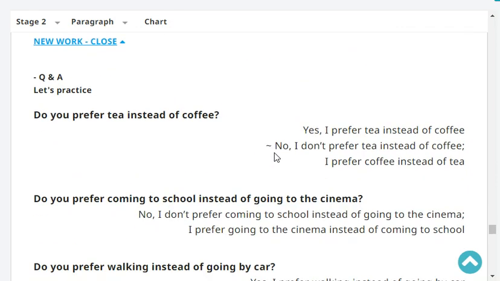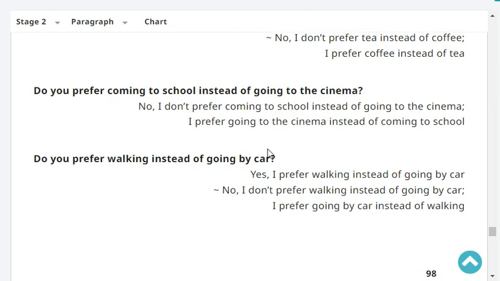Let's practice. Do you prefer tea instead of coffee? Yes or no? Yes, I prefer tea instead of coffee. Very good.